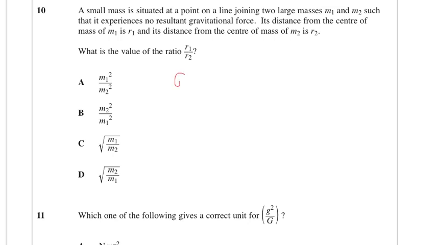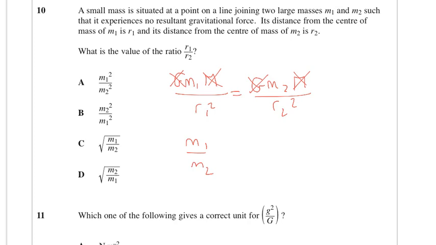So if we are equating their forces, let's say the object is m, G M1 m over R1 squared equals G M2 m over R2 squared. So we've got m on both sides and G on both sides, so let's cancel those. We want R1 over R2, so let's swap these over. So we're going to get M1 over M2 is equal to (R1 over R2) all squared. So then if we want to get rid of the squared, we'd have to square root this side. So it'd be root M1 over M2, which is answer C here.